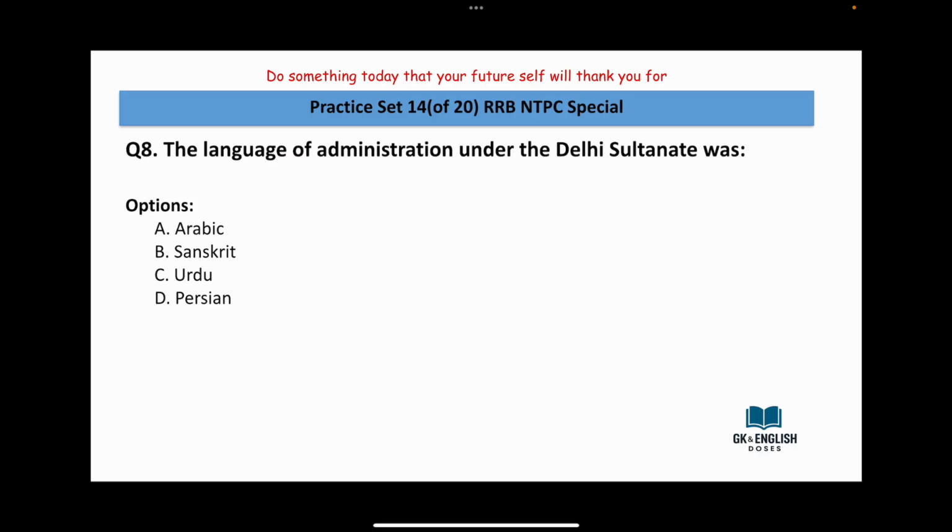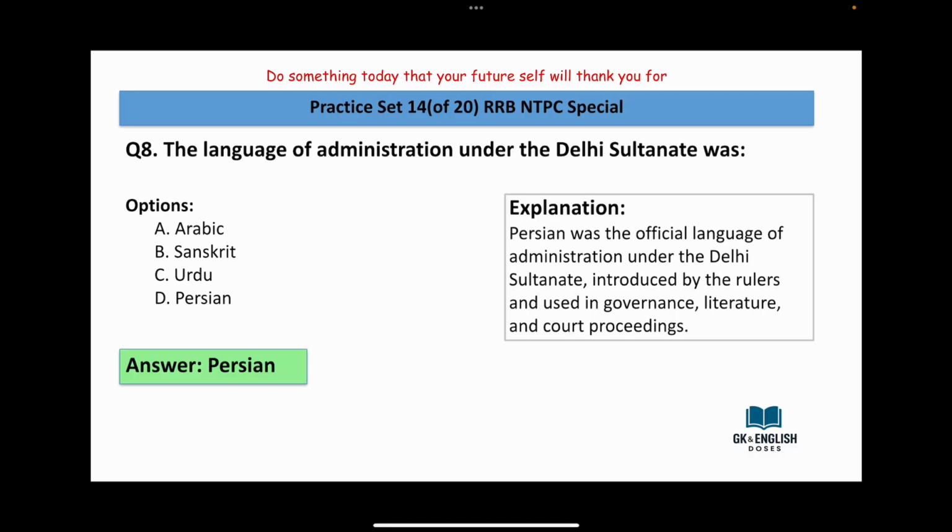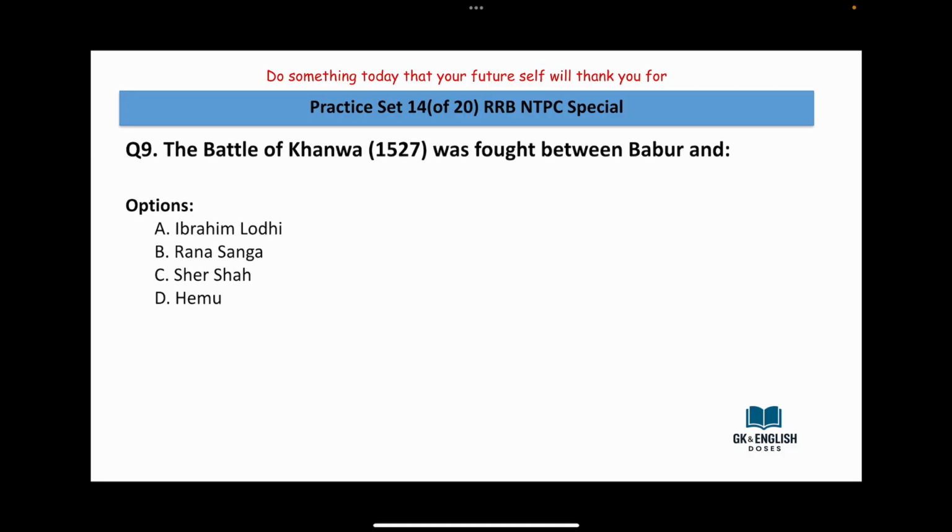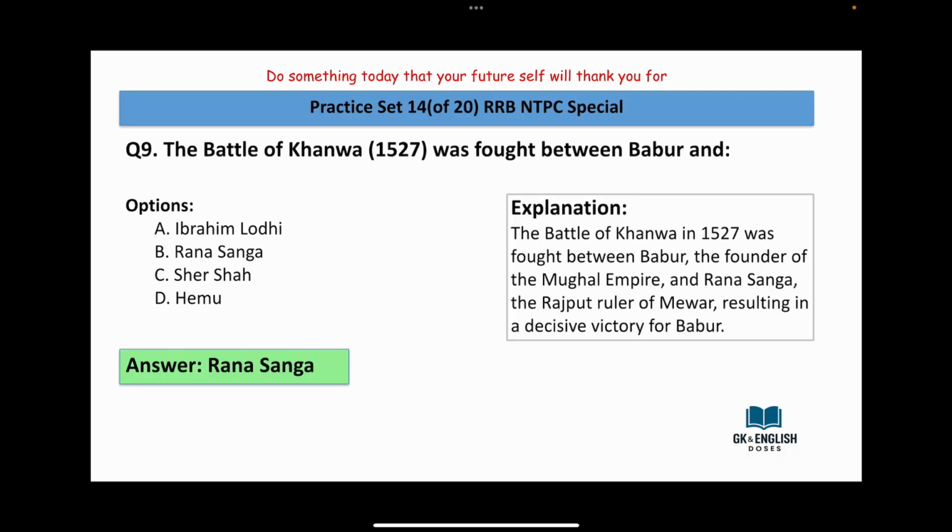The language of administration under the Delhi Sultanate was Arabic, Sanskrit, Urdu, Persian. And the answer is Persian. So Persian was the official language of administration under the Delhi Sultanate, introduced by the rulers and used in governance, literature, and court proceedings. The Battle of Khanwa, 1527, was fought between Babur and, options are, Ibrahim Lodi, Rana Sanga, Sher Shah, Himu, and the answer is Rana Sanga.